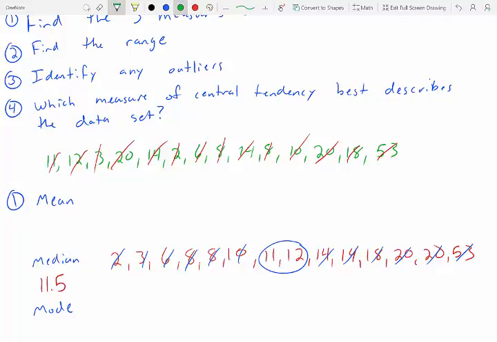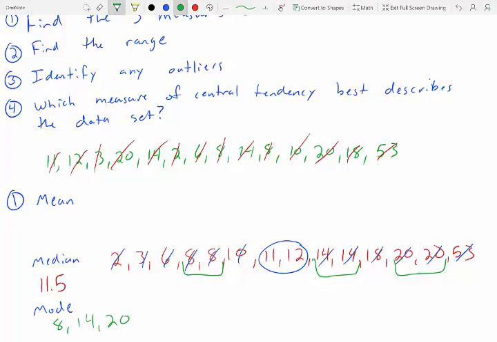Okay, the mode is your next easiest one to do. We need to find the one that shows up the most. We have 2 8s, a 10, 11, 12, 2 14s, and 2 20s. So the mode is the value that shows up the most, but we have three values that show up twice each. So we actually have three modes. We have an 8, a 14, and a 20.